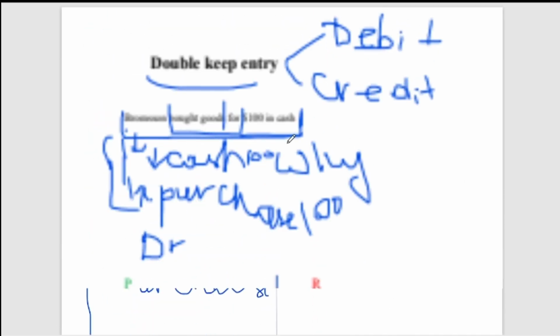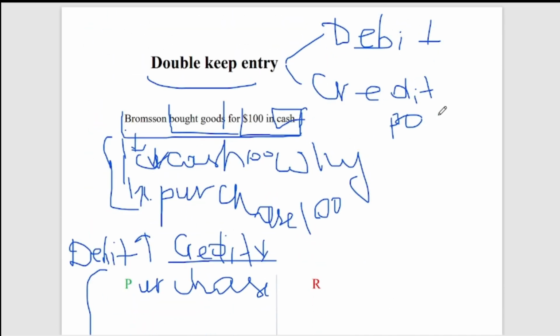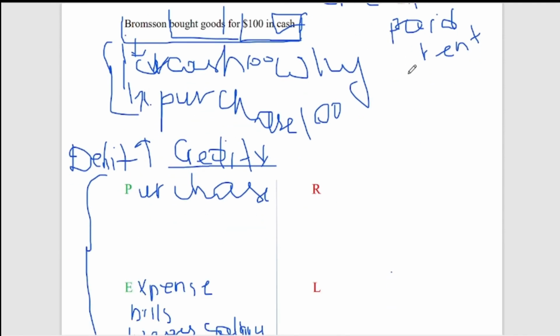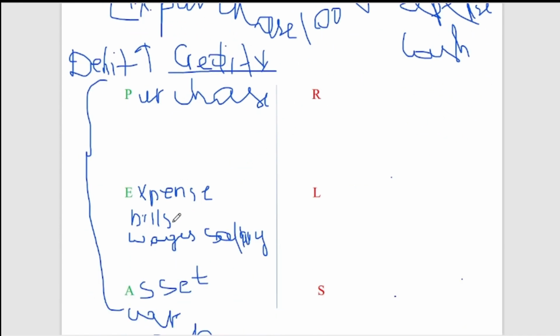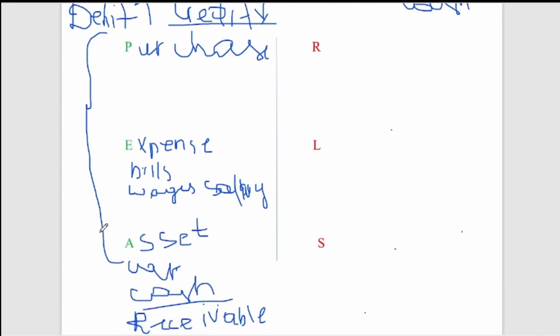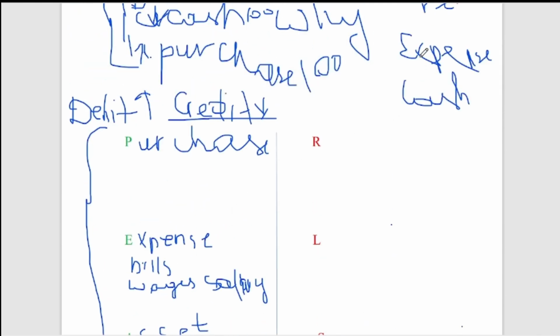Let's say you paid for rent. In that case, this transaction affects two sides. One of them is expense, another one is cash. Both expense and cash are located on that side, but one of them is increasing and one of them is decreasing. That's why we can define which one is credit or debit.